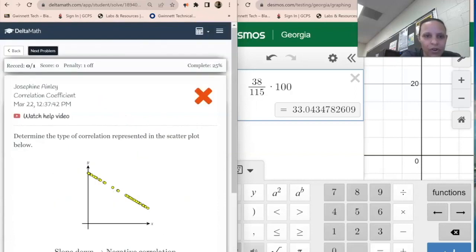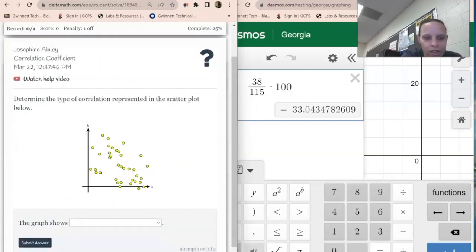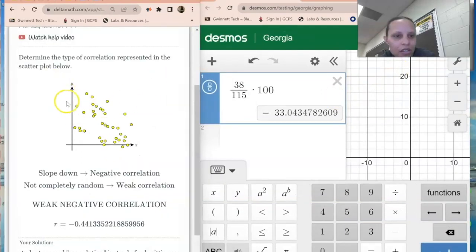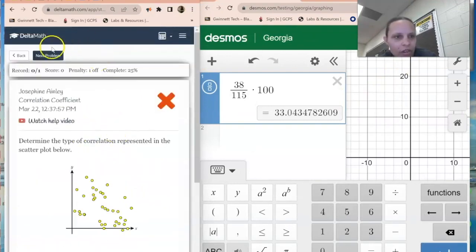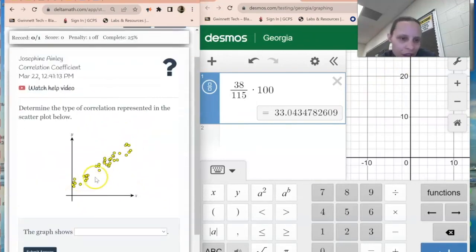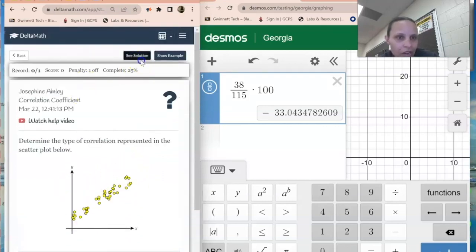All right, perfect negative correlation. All right, next. This has a very weak negative, and again, because they're spread out from, like, my line would be right here, and they're spread out from that. All right, this is a strong positive, because all the dots are very close to the line that I would make.